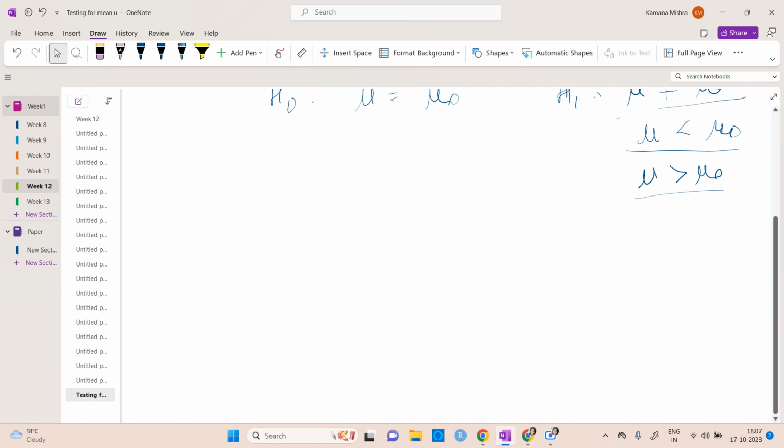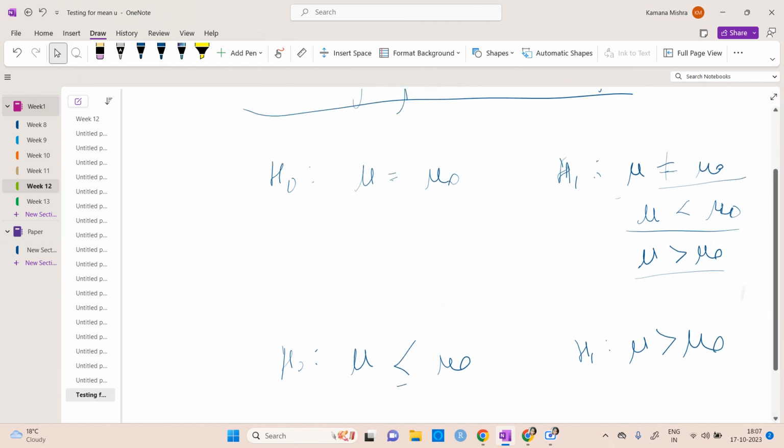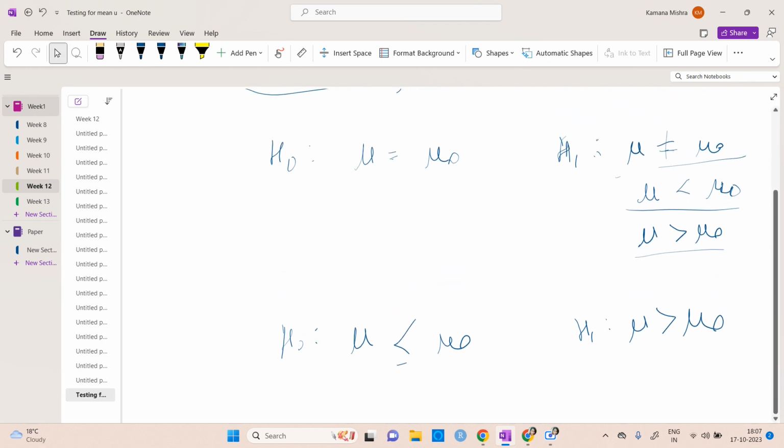Now another thing we can take is H naught as mu less than or equal to mu naught, and H1 as mu greater than mu naught. So there is one thing you can see: if there is something in H naught, it's not that H1 needs to be exactly the complement. This is the complement only, but in general it needs to be a subset.